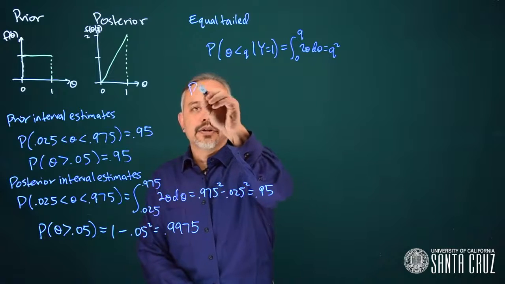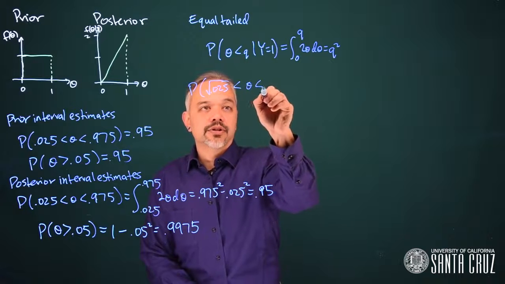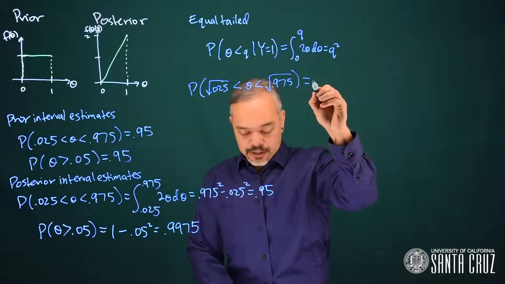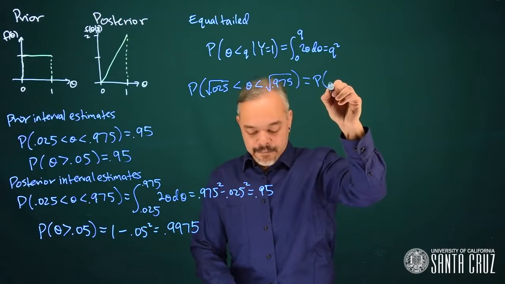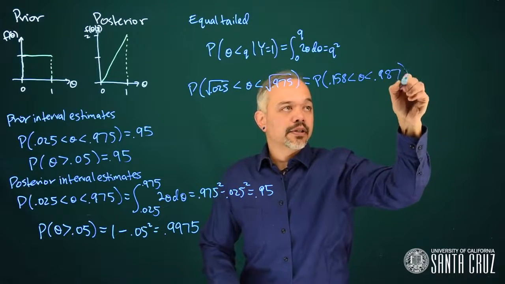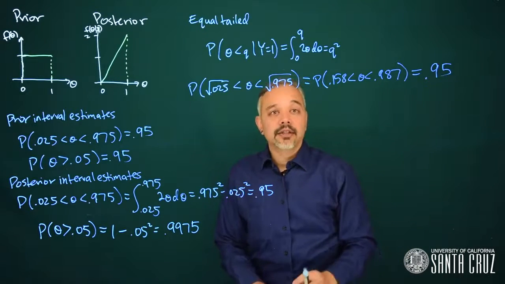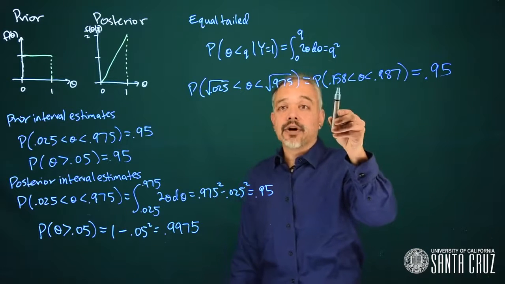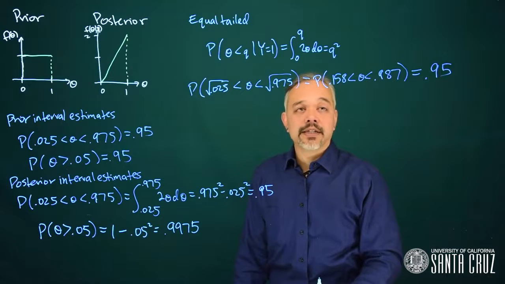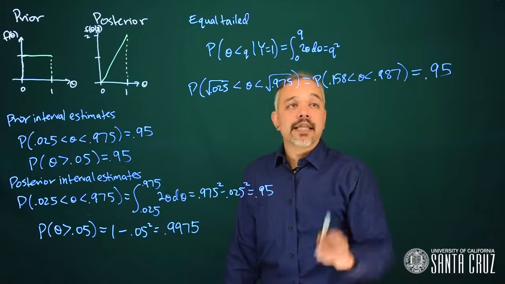So we can say an interval that goes from the square root of 0.025 to the square root of 0.975, and plugging in those numbers is going to be 0.158 to 0.987. Under the posterior, that will have probability 0.95. This is an equal-tailed interval in that the probability that theta is less than 0.158 is the same as the probability that theta is greater than 0.987. And we can say, under the posterior, there's a 95% probability that theta is in this interval.